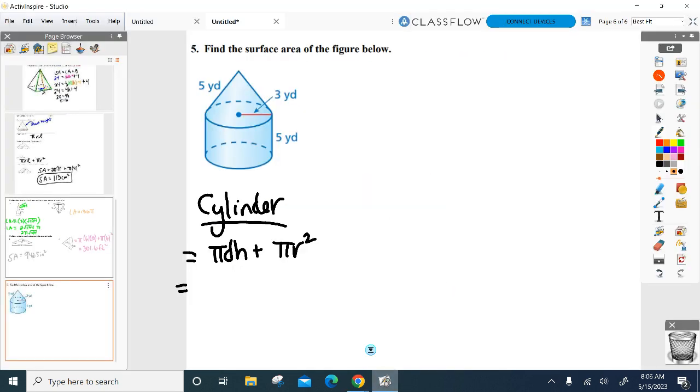What's my diameter? 6. Height of the cylinder? 5. Plus pi. Radius? 3. Yep.